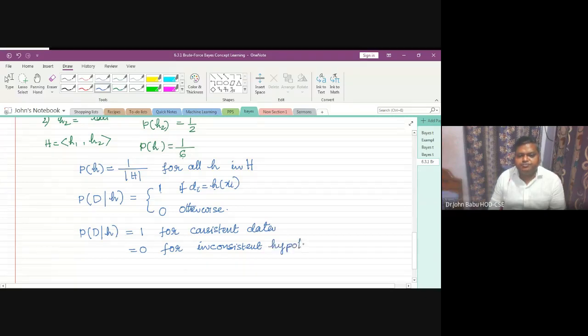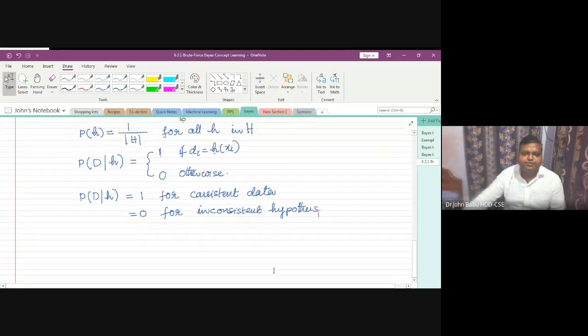Now, what is the Bayes theorem? What is Bayes theorem?